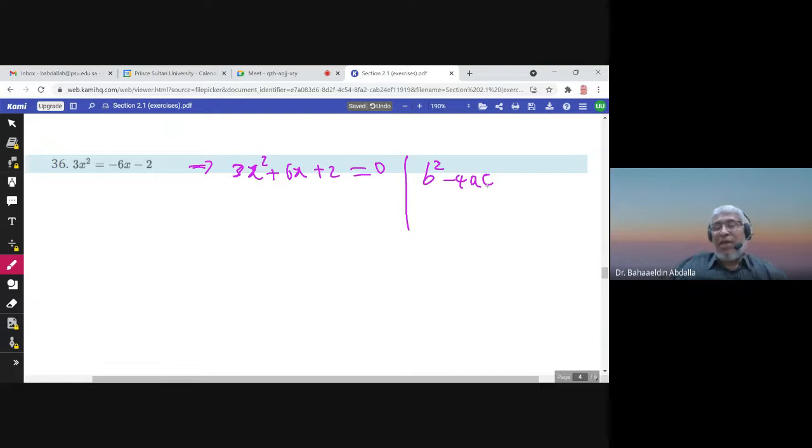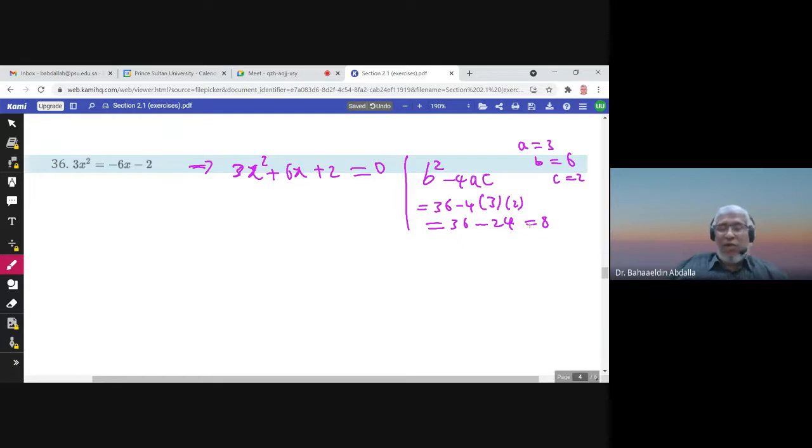That's the discriminant. If the discriminant is an integer or a fraction, then you will be able to factor this. But if it is an irrational number, then there will be no solution by factoring. What is a here? A is 3, b is 6, c is 2. So b squared would be 36 minus 4 times 3 times 2. So what is 36 minus 24? It's 8.